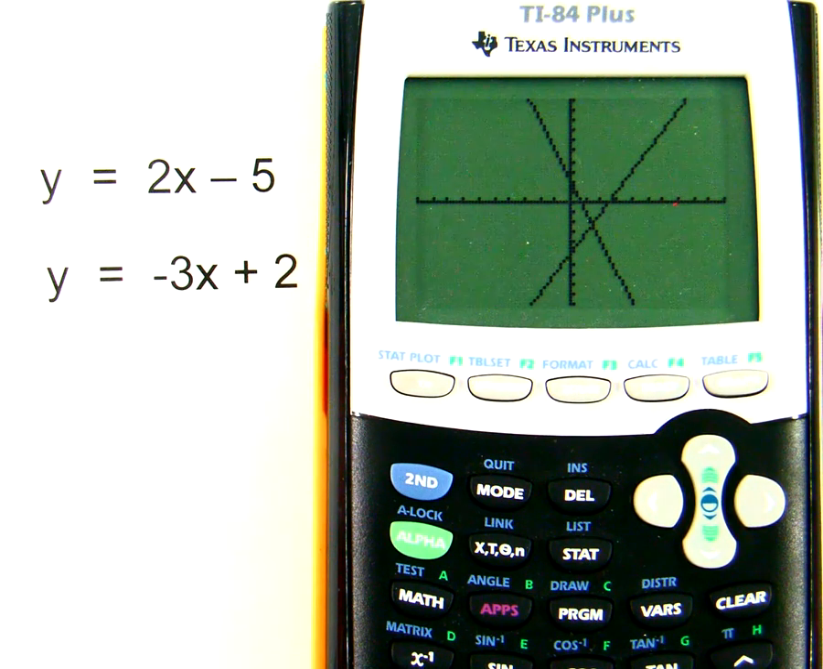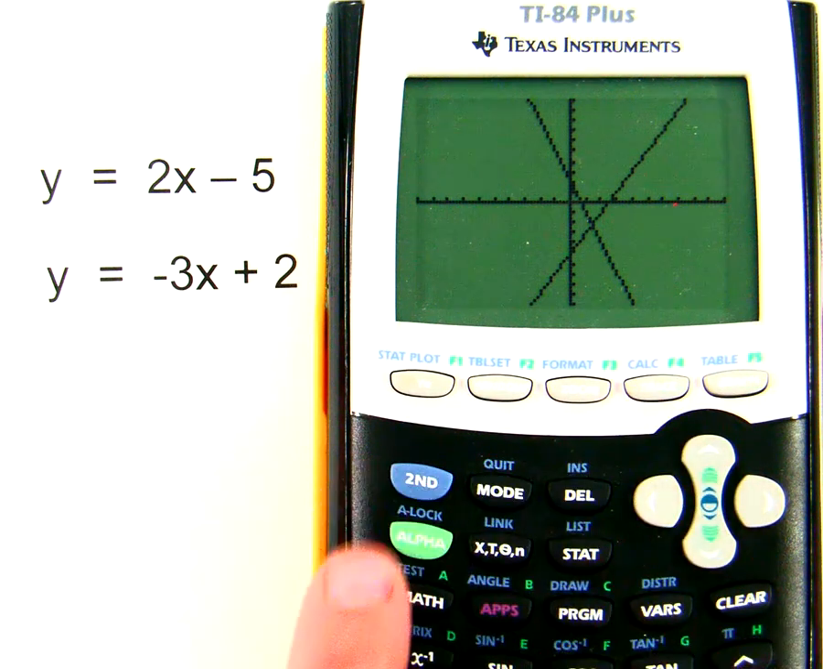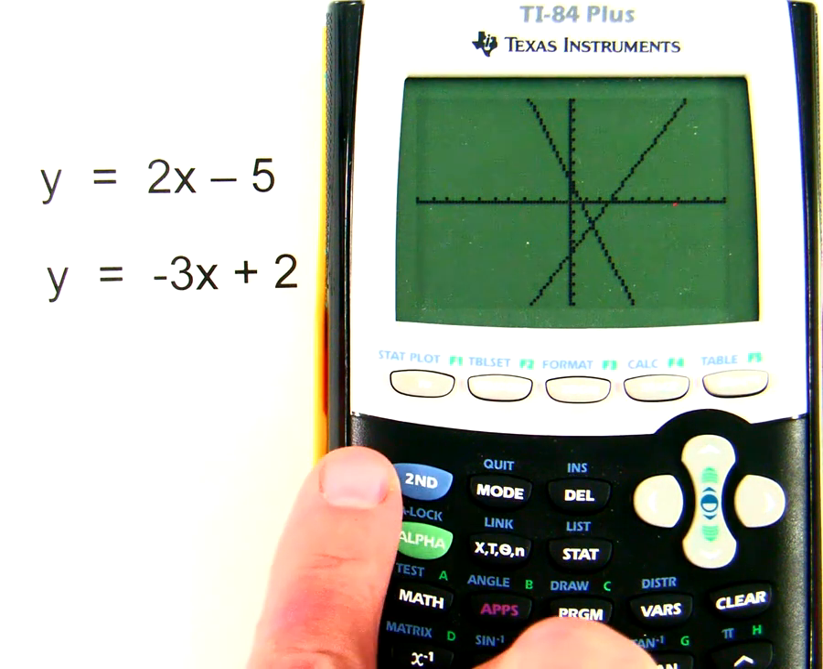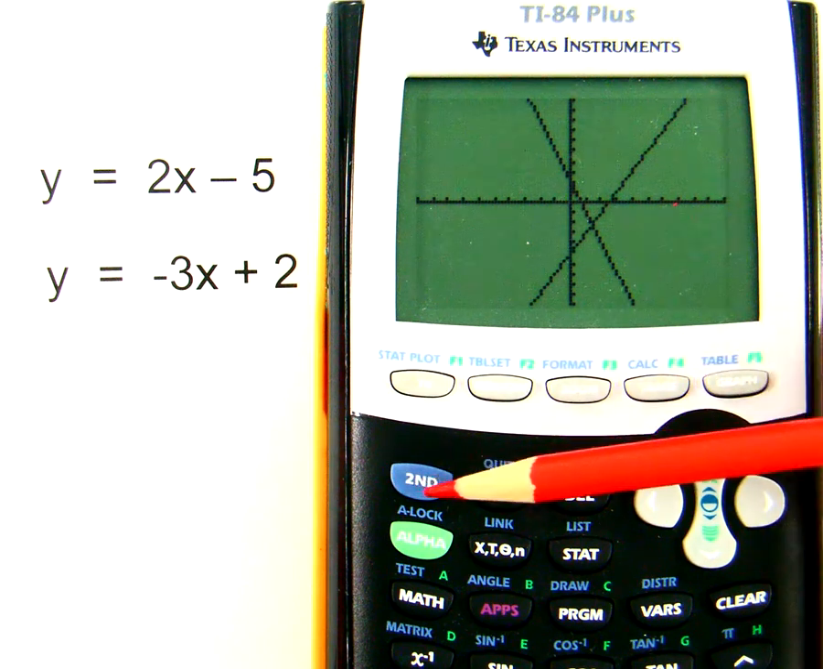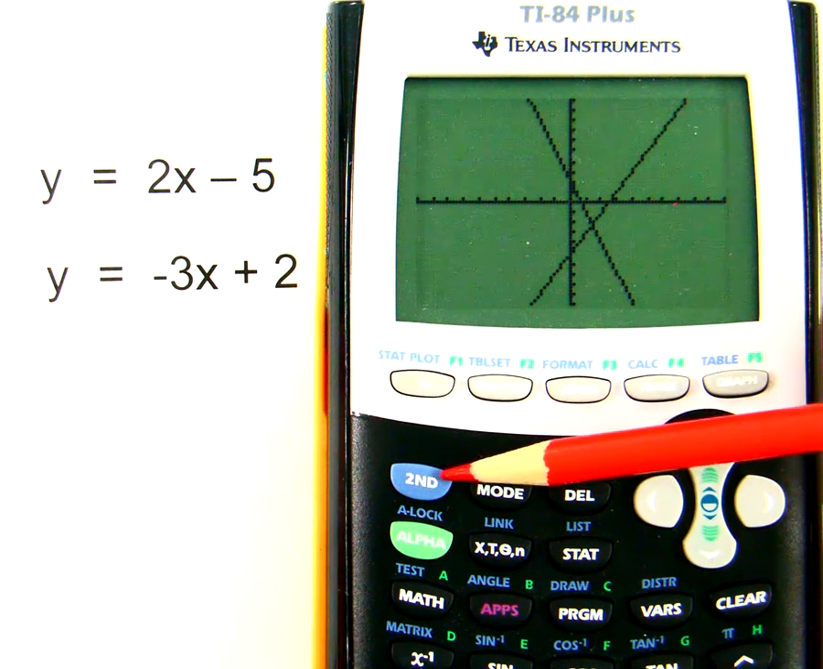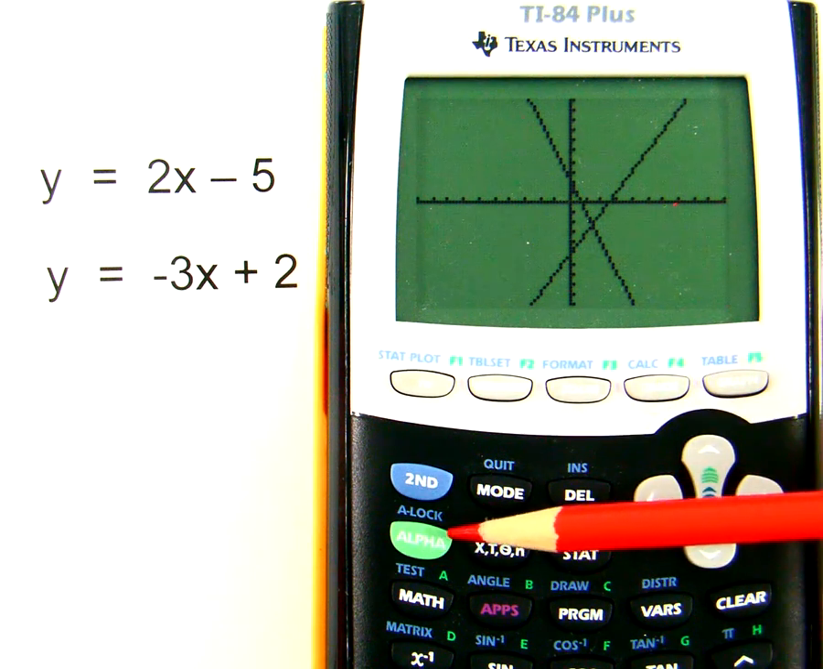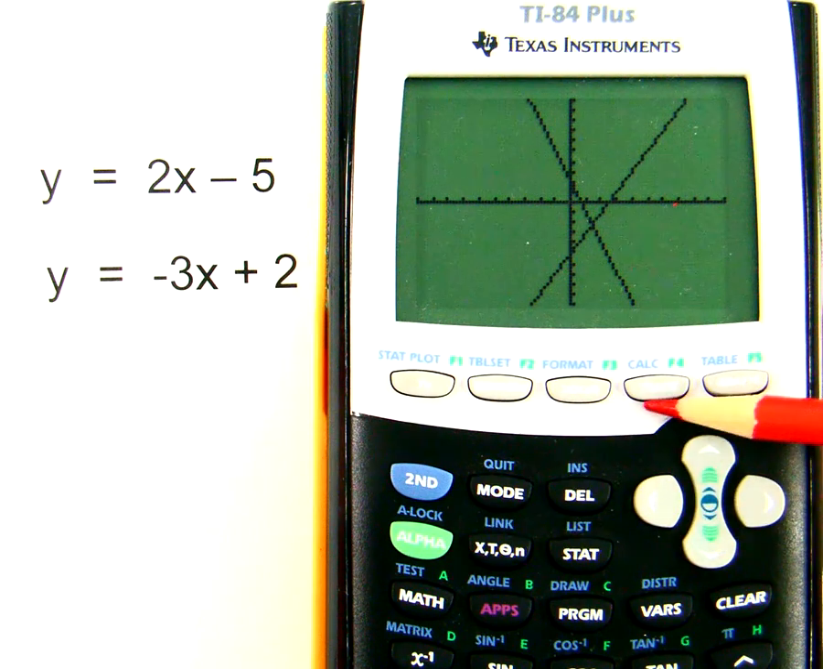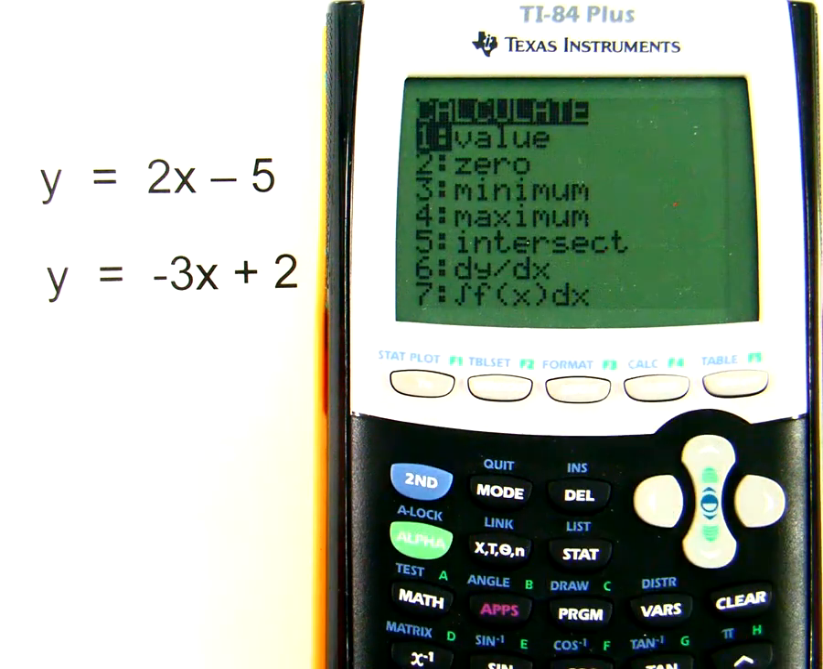The way we do it is ask it to calculate the intersection. Calculate is right here. Notice there are two shift keys, the blue one and the green one, second and alpha. Things that are painted in blue, you use the second blue shift key to get to them. Things that are painted in green, like F4 here, you use the shift key alpha to get to that. We want calculate, calc, so we'll push second calc. That gives us a selection.